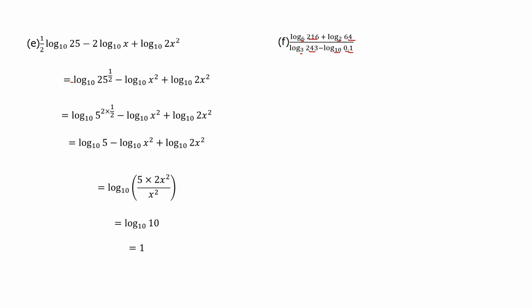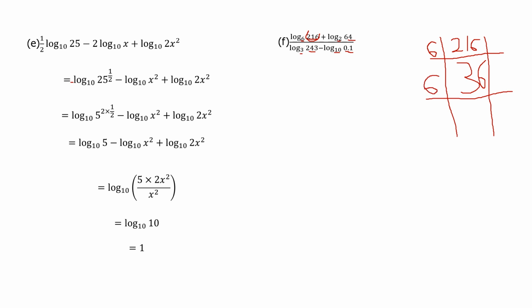So when you try to express the 216 in terms of 6, that is when we draw the ladder method, then you try to divide the 216 by 6, you get 36. Then again 36 divided by 6, you have a 6. Then again 6 divided by 6, you have a 1. And lastly the 216 becomes a 6 power 3. So this is what we are going to be substituting there. Then we do the same thing here, we do the same thing there.